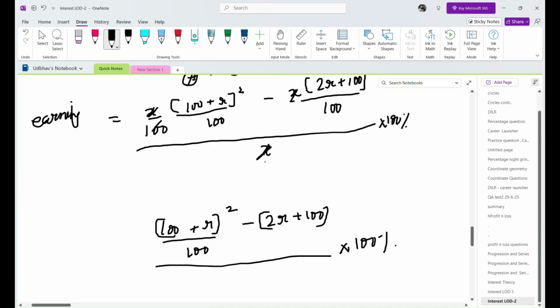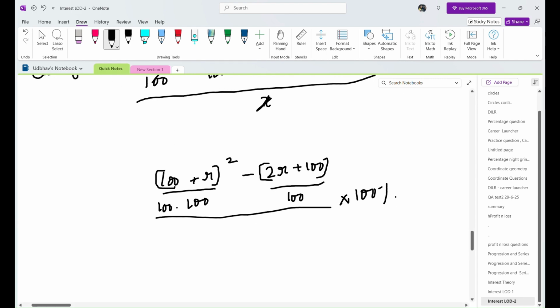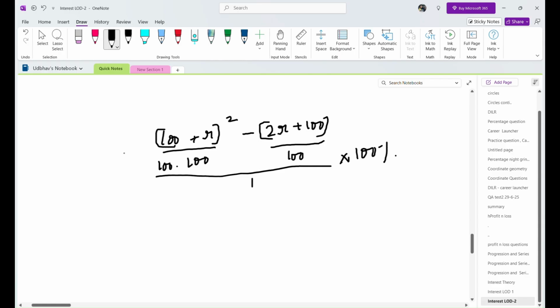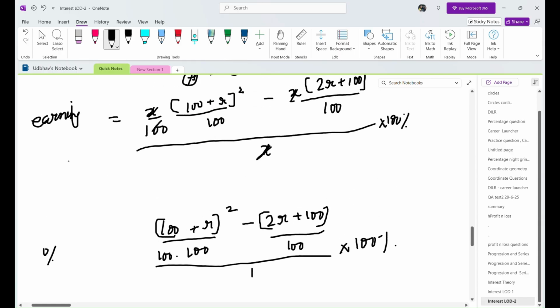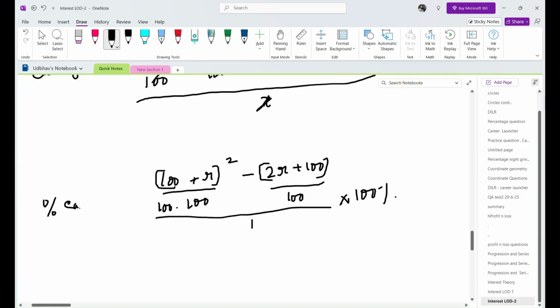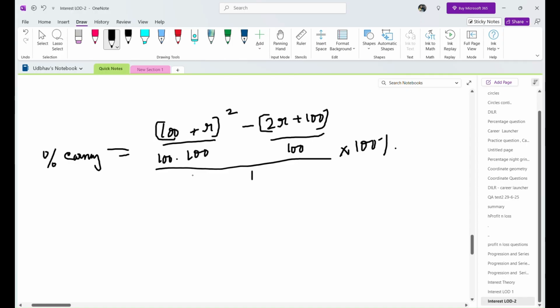So only XX will get cancelled and this 100 will stay. And there will be one more 100 here. On one percentage earning. So how to solve this now?